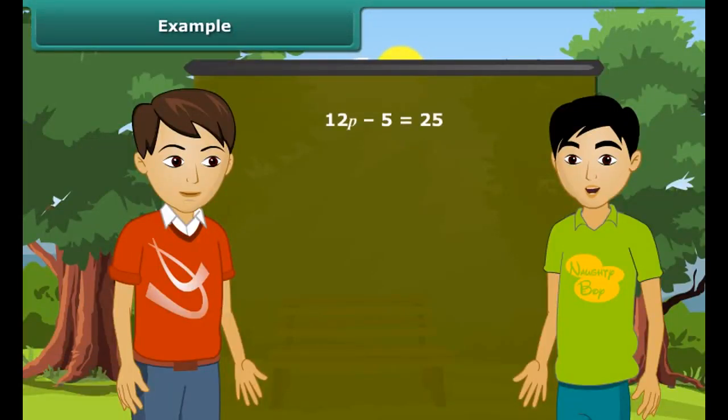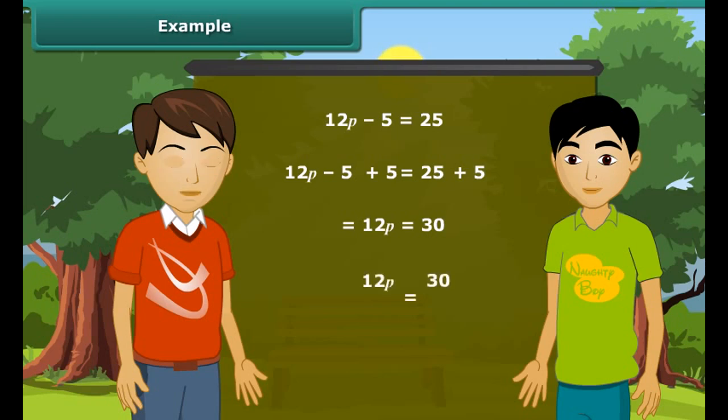Ajay, can you solve this equation? Yes. To get 12p on the left-hand side, we will add 5 to both sides. We get 12p is equal to 30. Now divide both sides by 12. We get the answer p as 5 upon 2.